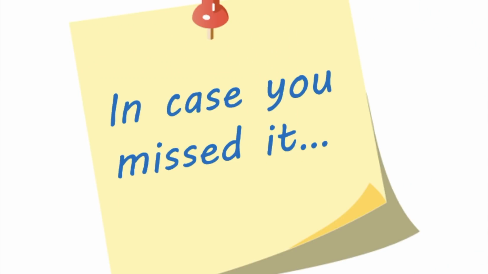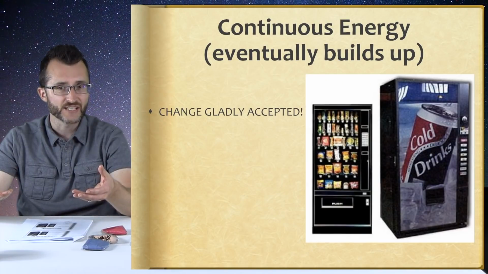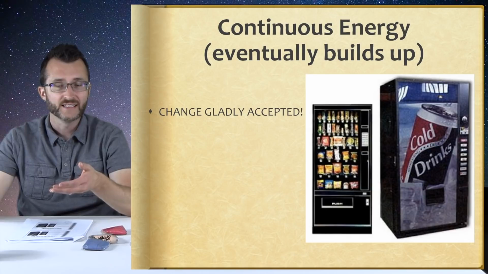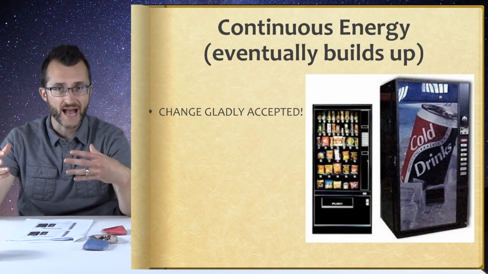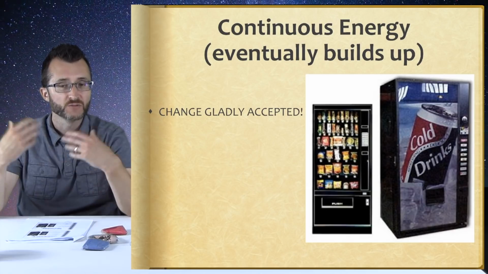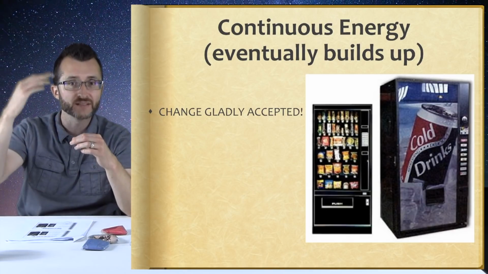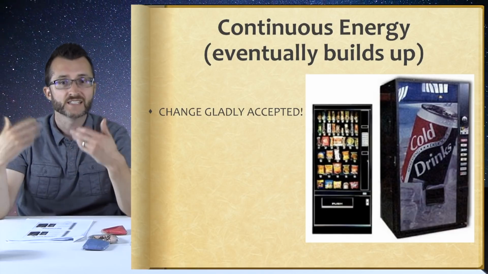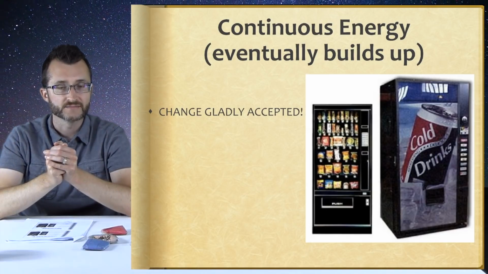In case you missed it, let's revisit the idea of continuous energy. Continuous energy eventually builds up over time. I've got a good analogy here for you. Let's think of a vending machine that sells pop and it says change gladly accepted. That means we could use any coin amount, and as long as it added up to the $1 that the pop costs, we'd eventually get our pop. We can build up the amount of money, like energy, over time to get the pop out of the machine.